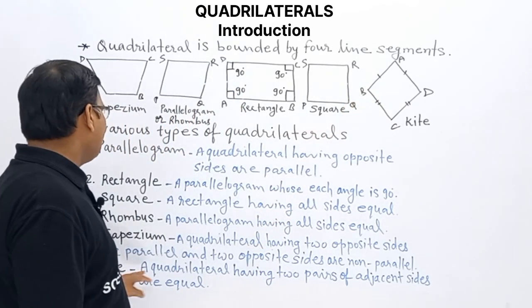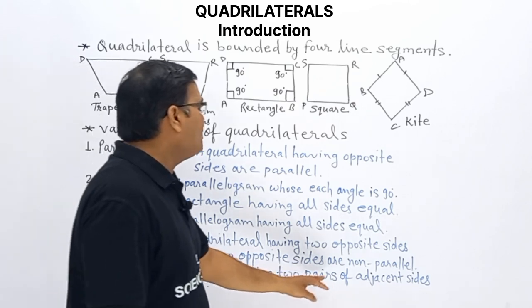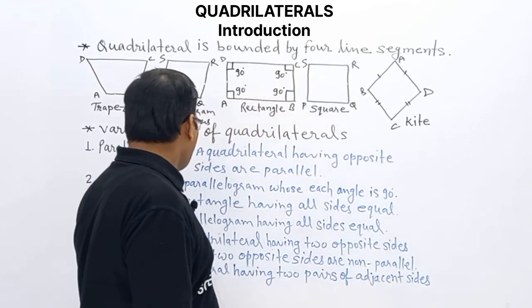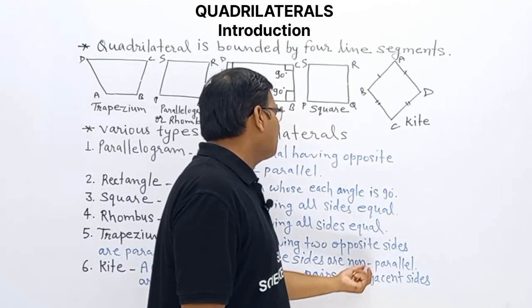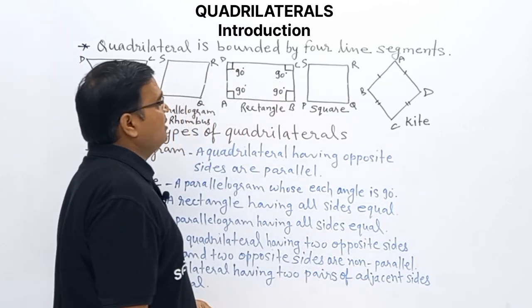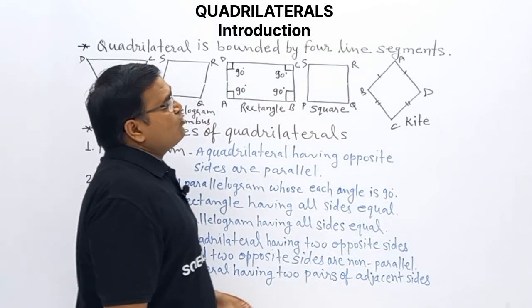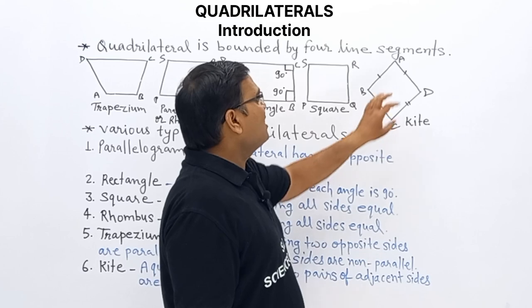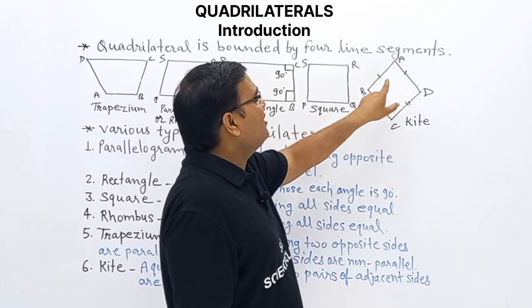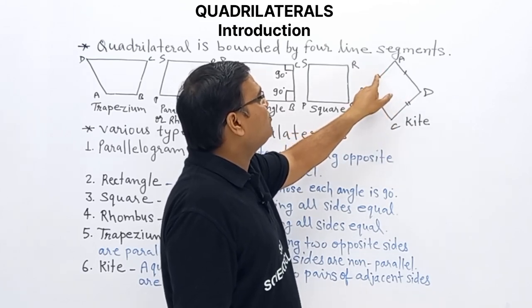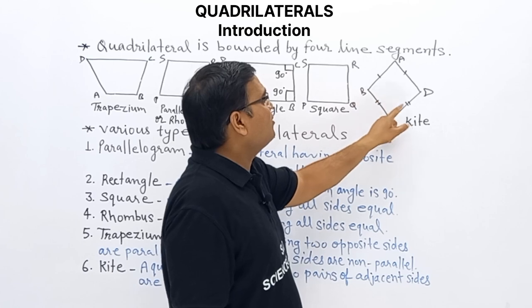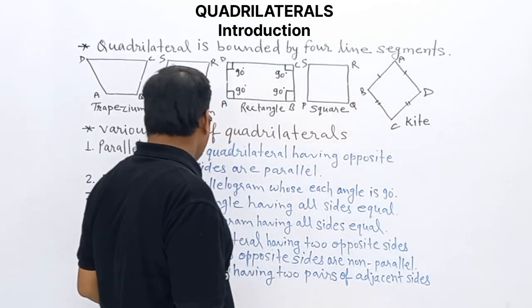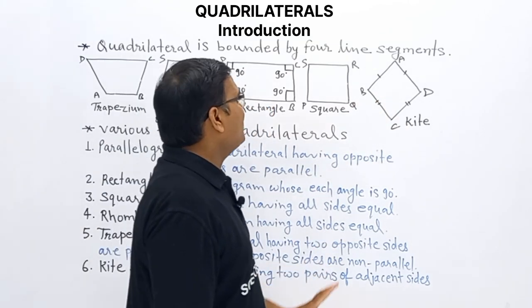Now the last one is the kite. What about the kite? A quadrilateral having two pairs of adjacent sides equal. Now this is the quadrilateral, with two pairs of sides. This pair of sides and this pair of sides are equal.